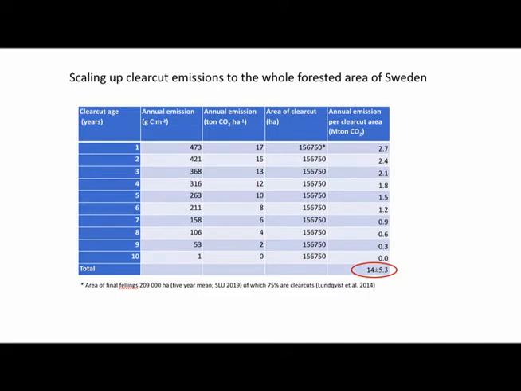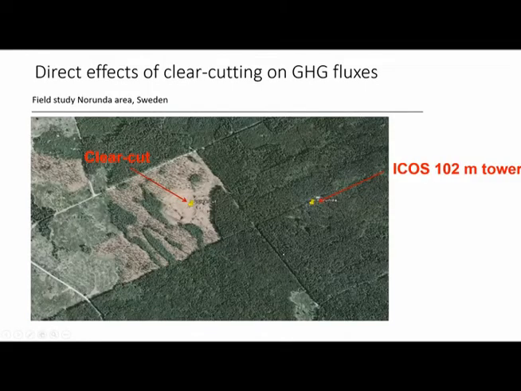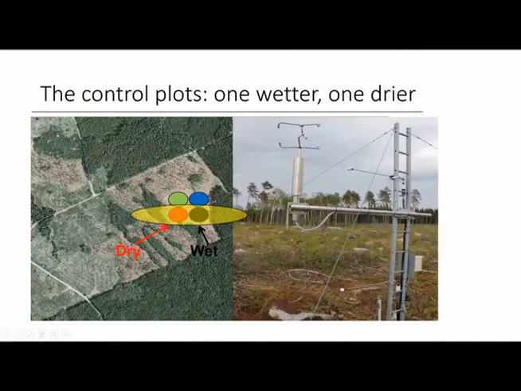But we were also interested in other greenhouse gases, as I said, and we made a study in central Sweden, not far away from Uppsala, where we had both a dry plot and a wet plot. And what I call control plots here are just clear cuts with a traditional way of managing it, with scarification, plantation, and so on after some years.